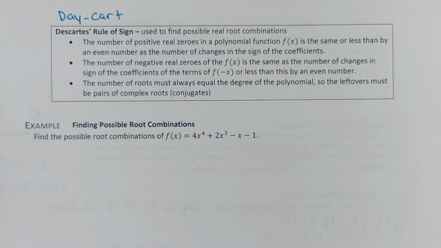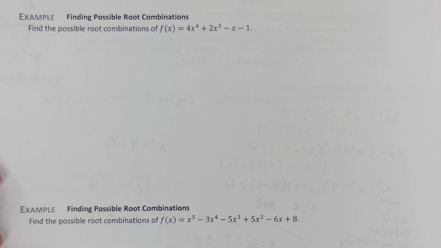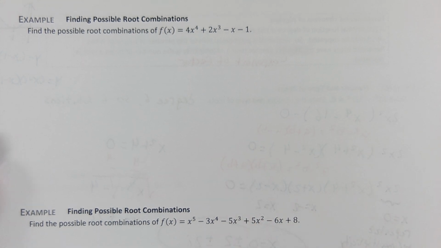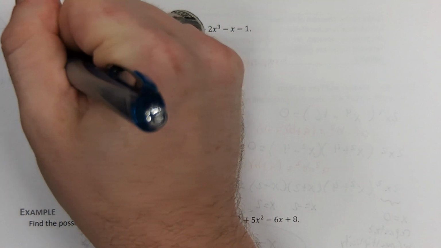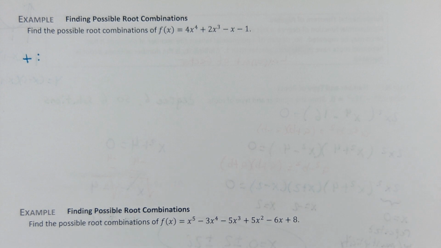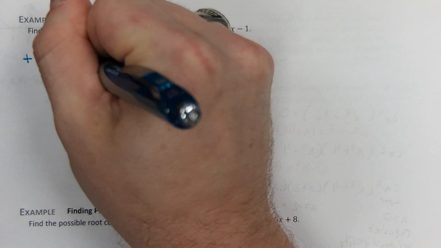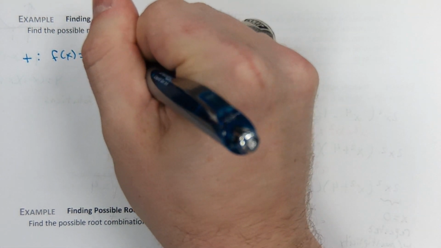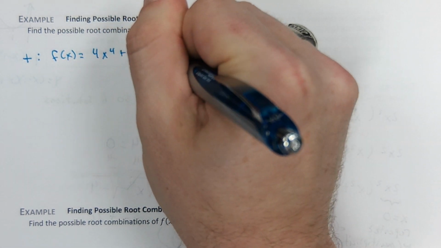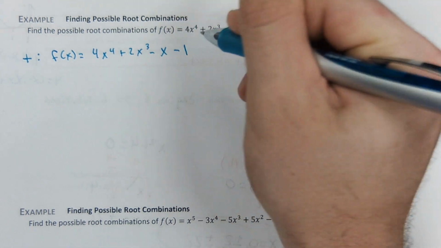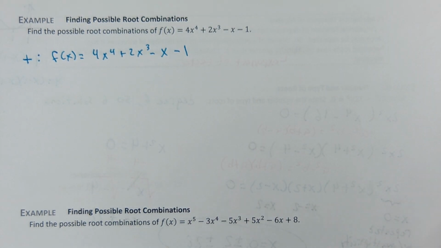Now, it's tough to figure out what all that means in words. It's much better to just do some examples. Okay? So let's do an example. First, we look at f of x to figure out our positives. So this is us working out the number of possible positive real solutions. For this one, you change nothing.